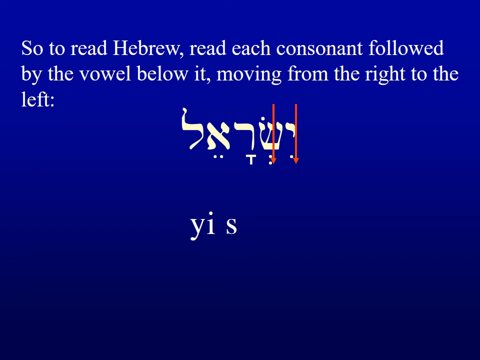So yis. The next syllable is a resh followed by a long ah vowel. So yis, ra. Then an aleph followed by a long e vowel, pronounced a in Hebrew, and then a lamed to end the word. So reading right to left, you say Yisrael.